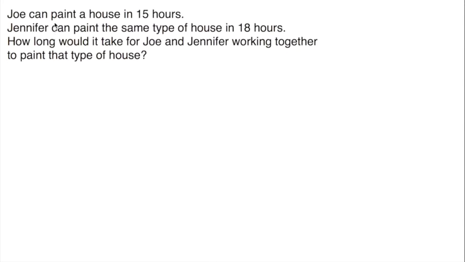So the critical idea here, and there's a couple different ways of looking at it, but the way I look at it is this. Here Joe can finish the entire house in 15 hours. So my question is, how much will he finish in 1 hour? If he only paints for 1 hour, how much of the house will he finish? Well, if it takes 15 hours to paint one whole house, in 1 hour he's only going to finish 1/15 of the job.